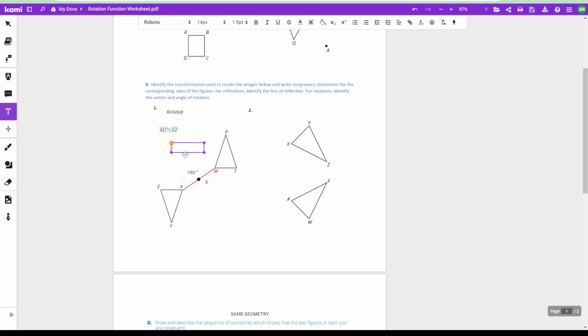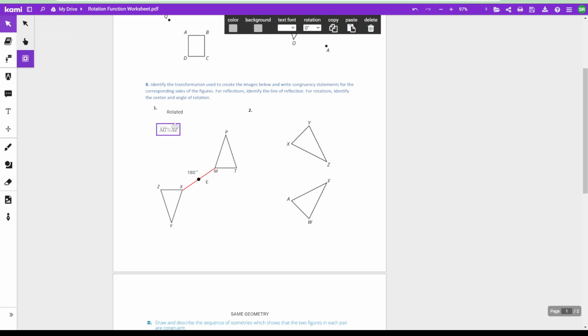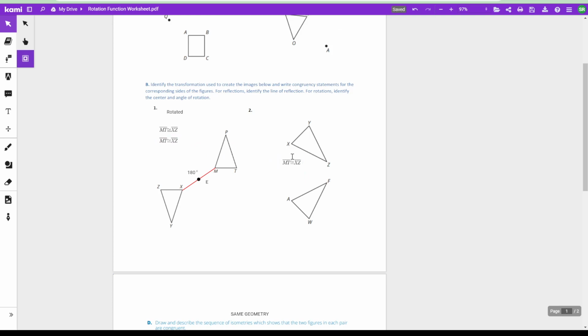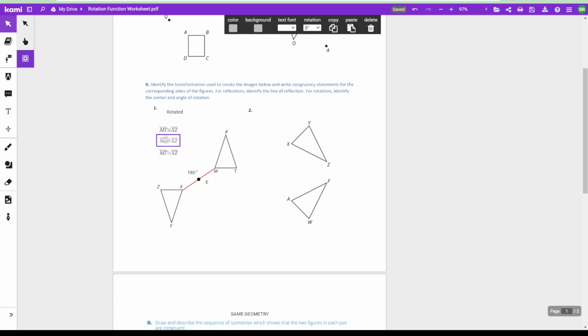And so that's one statement, but because this is a triangle, we have three statements because we have three sides, right? So let's go ahead and make a couple more of these so I don't have to be looking up the symbols each time. And we'll write the remaining congruency statements.